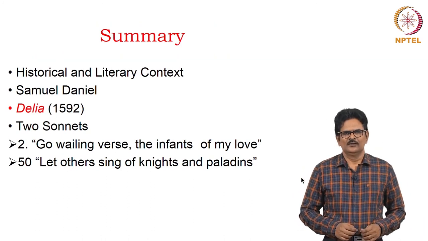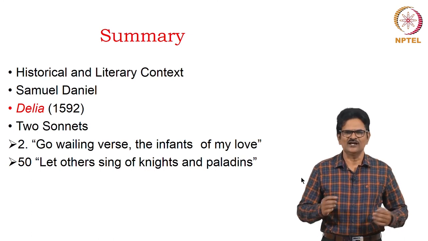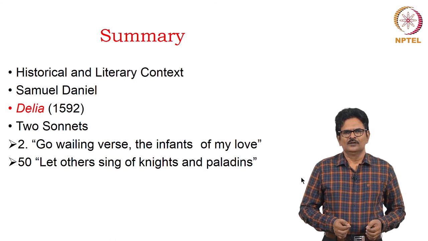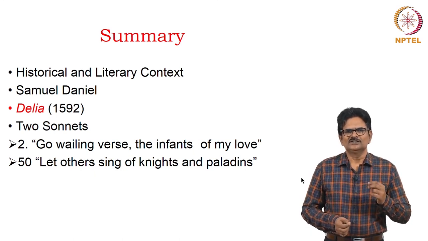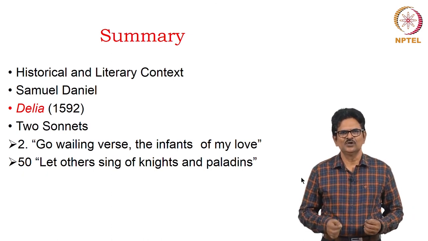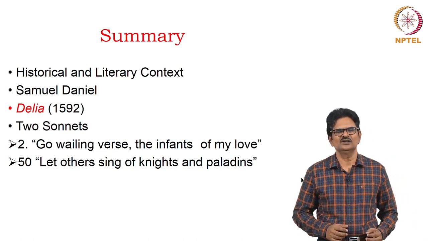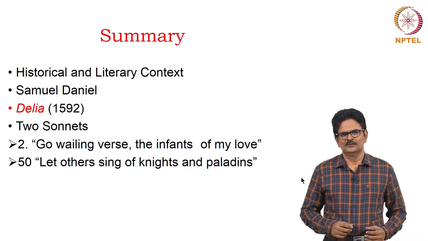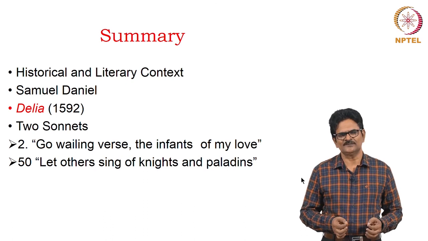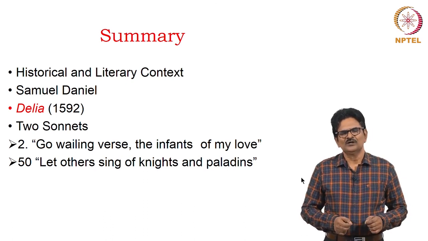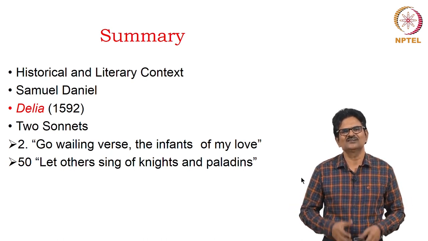In this lecture, we have examined two sonnets of Samuel Daniel, who lived in the Elizabethan period and also in the Jacobean period. He was a poet, playwright, and historian. We examined the sonnet sequence Delia, published in 1592, with reference to two specific sonnets. Sonnet number 2, Go Wailing Words, The Infants of My Love, and sonnet number 50, Let Others Sing of Knights and Paladins. At the end, we found Daniel distinguished himself as a distinct poet by using verse as a messenger to his lady love. He also took issue with poets of the past and his contemporary poets, and wanted poets to come into the real world to write about real love.